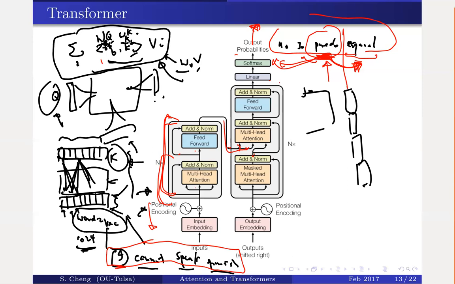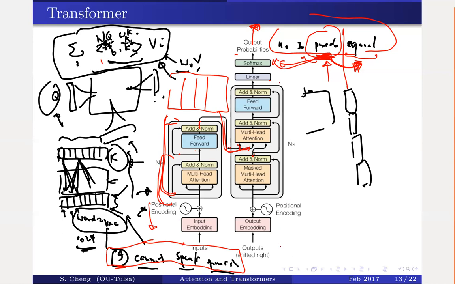Actually, I think the entire sentence you can put in. So this output should have a representation of the entire sentence as well. So for example, I have 4 words here. The output also should be 4 words here. So this will also plug into this side here.